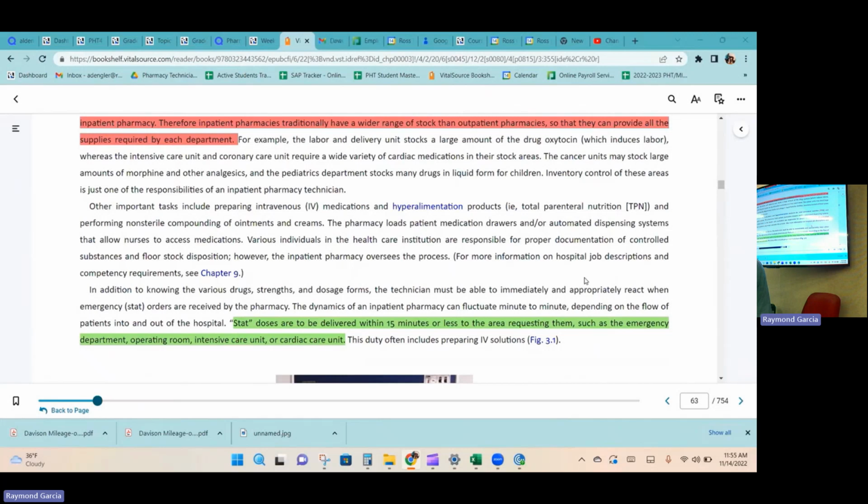In addition to knowing the various drug strengths and dosage forms, the technician must be able to immediately and appropriately react when emergency orders are received by the pharmacy, which we call stat orders. The dynamics of an inpatient pharmacy can fluctuate minute to minute depending on the flow of patients into and out of the hospital. Stat doses are to be delivered within 15 minutes or less to the area requesting them, such as the emergency department, operating room, intensive care, or cardiac care unit. So you'll probably see that on an exam or test. Stat doses are to be delivered within 15 minutes or less to the area requesting them.